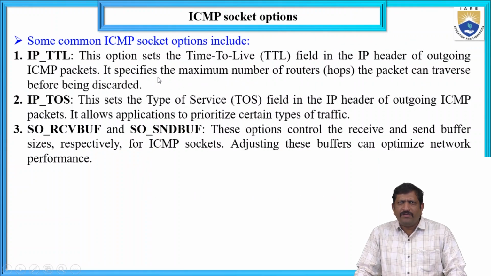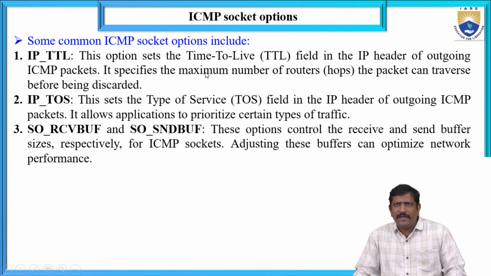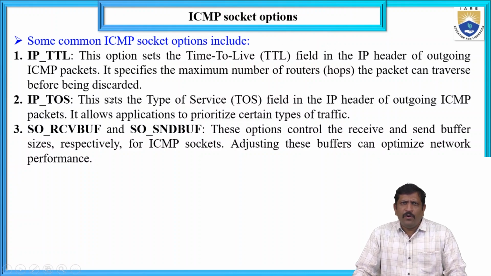Some of the common ICMP socket options include IP_TTL, that means Internet Protocol time to live. This option sets the time to live field in the IP header of outgoing ICMP packets. It specifies the maximum number of routers or hops the packet can traverse before being discarded.